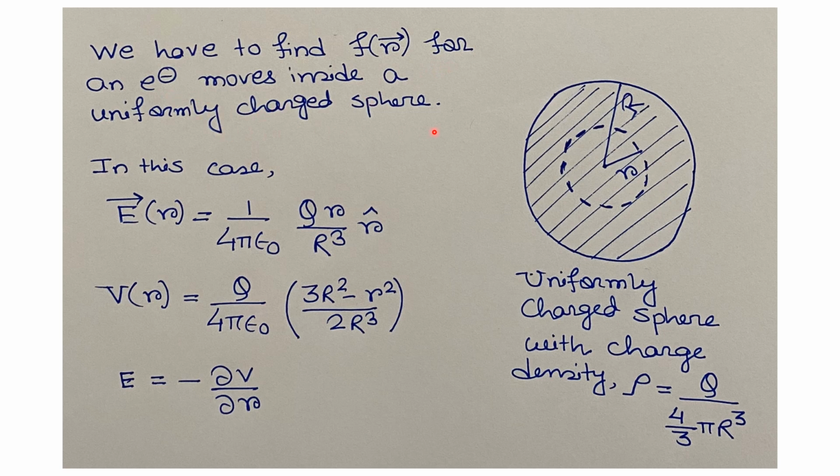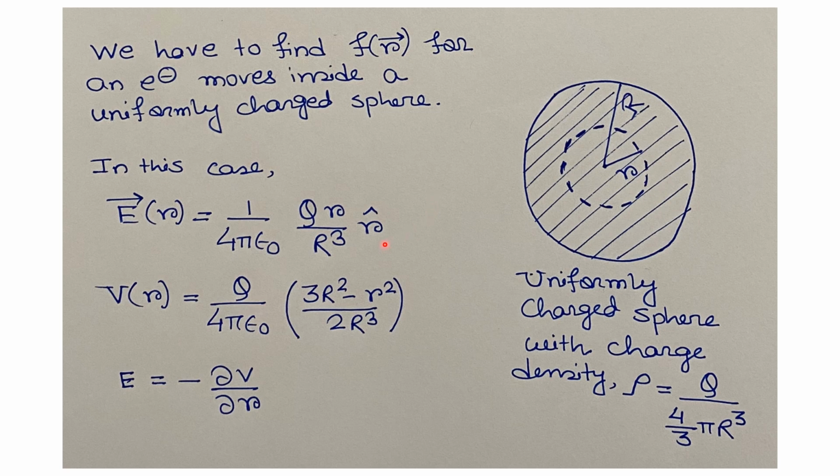So let us consider a uniformly charged sphere with total charge q. So the charge density will be rho equals q by 4 by 3 pi capital R cube, where capital R is the radius of this sphere. Now we want to calculate the electric field and potential at a position r from the origin. So we can easily calculate this. We will not discuss much here.